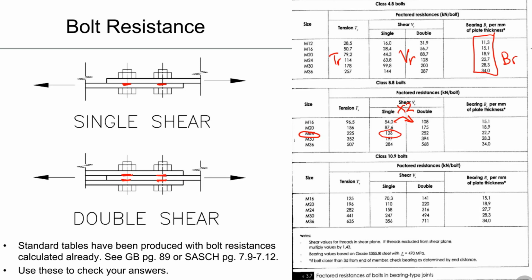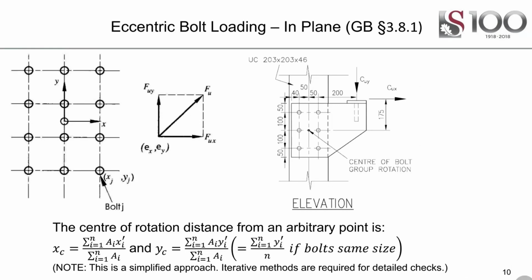But when it comes to a bolt group, we need to have a look at how stressed all the bolts are, but more importantly, which is the most stressed out of all of them. For instance, here's a bolt group loaded in plane, so there's a force here, and all 12 bolts get stressed, and we, for instance, find that this bolt here is the most stressed.